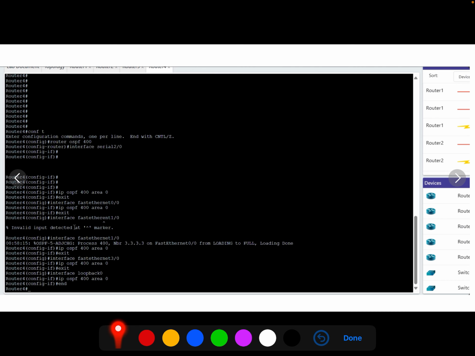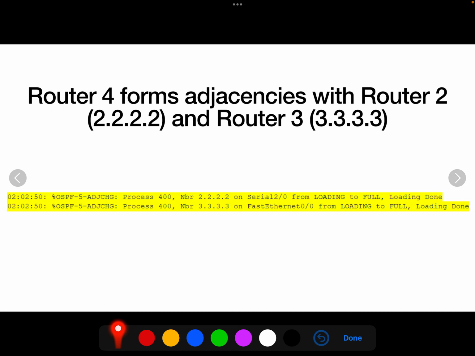Okay, so there we have it now. That's configured on all those interfaces on router 4. Brilliant. Perfect. Let's move on now. So router 4 forms adjacencies with router 2 and router 3.